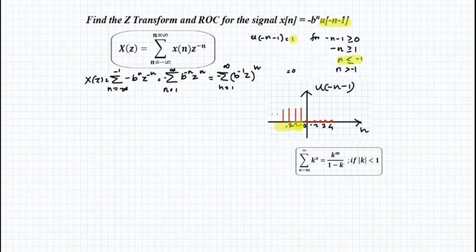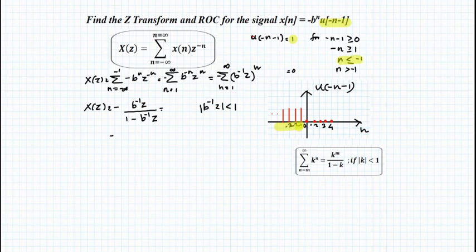So I can write X of z is equal to minus b raised to minus 1 z, the whole raised to 1, divided by 1 minus b raised to minus 1 z. And one more thing, I need to write this condition also, that is, the modulus of b raised to minus 1 z should be less than 1.